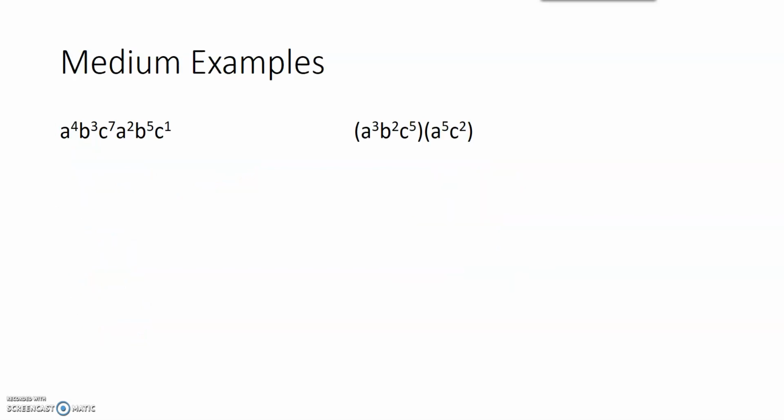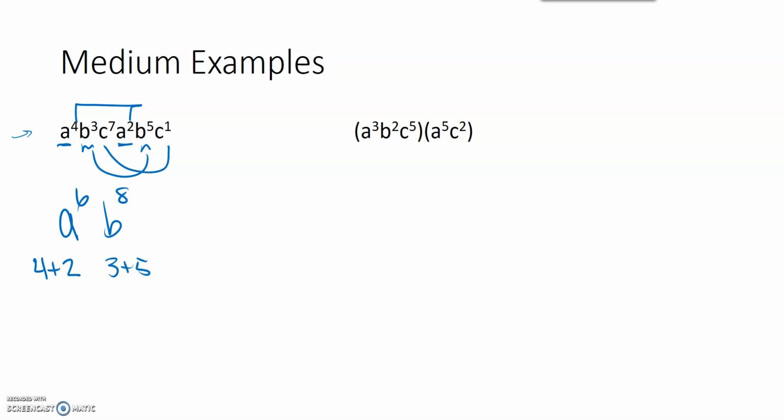We're going to do some medium examples. Notice on these, I have more variables in the problem. All of this is being multiplied together here on this one. And I'm going to combine the things that are the same. So I have a's and a's. Well, 4 plus 2 is 6. So I'm going to have a to the 6th. I have b's. I have 3 and 5, which is 8. Put this down here. 4 plus 2 was my 6. 3 plus 5 was my 8. And then my c's, I have 7 plus 1. I also have 8. And there's my answer.